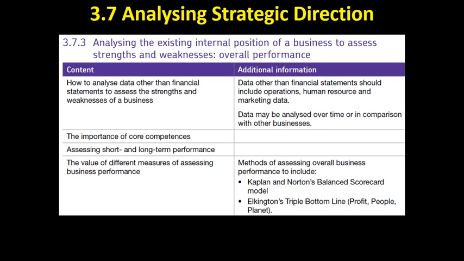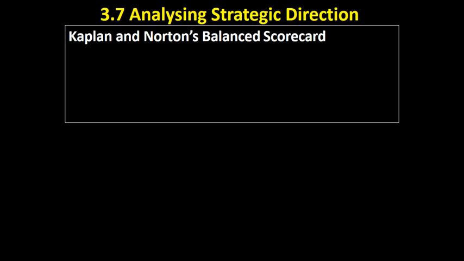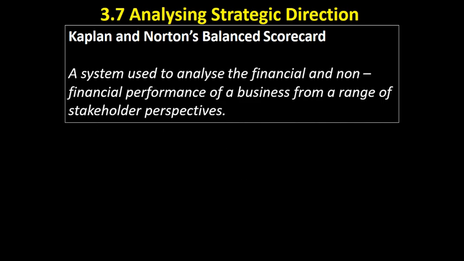There's a couple of models as well that we can also consider, and one of them is the Kaplan and Norton's balanced scorecard. It came around in the 1990s when businesses were starting to pay more attention to issues of corporate social responsibility. In other words, not just considering profit, but also trying to think of the wider impact that a business has on society. So the balanced scorecard is a system that's used to analyse both financial and non-financial performance of a business from a range of different stakeholder perspectives.